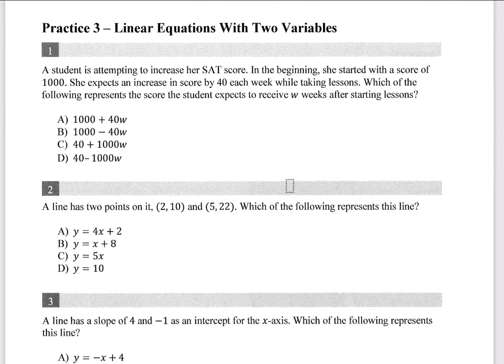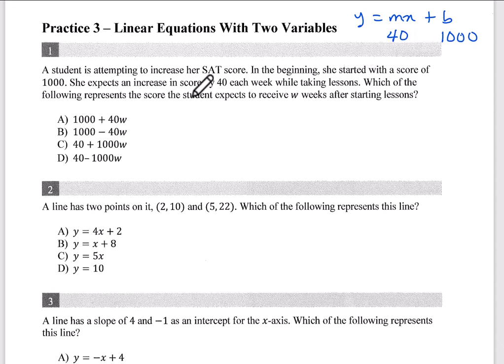Okay, we'll have the exercise, practice 3. Let's fix the questions. Okay, number 1. So we're going to be working with this y equal to mx plus b again for this question. Since the student is attempting to increase her SAT score, in the beginning she started with a score of 1000. So that is the initial, beginning or starting amount, 1000. She expects an increase in score by 40 each week. So this is the slope, each week. Each time she wants to get an increase of 40 while taking lessons.